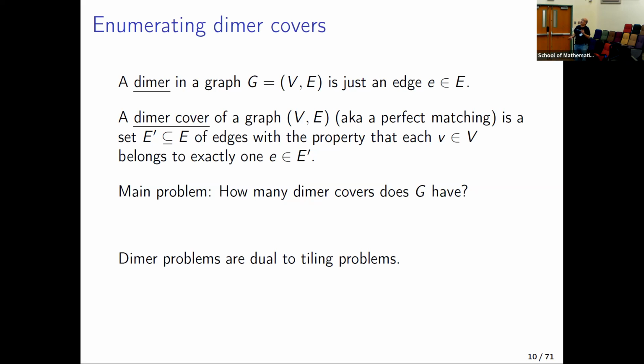Specifically, it's a set of edges with the property that every vertex in the graph belongs to exactly one of your selected edges. And the main problem that I'm going to be launching off from is the question: how many dimer covers does a certain finite graph have? These are often related to tiling problems.